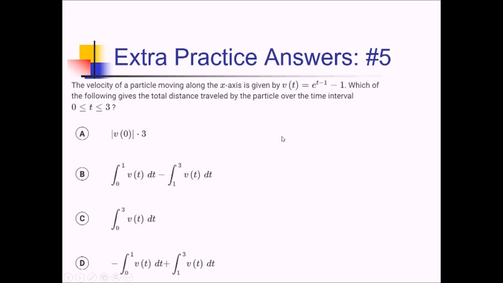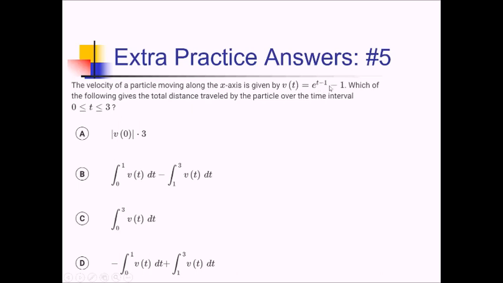So the big question here is, do we have a direction change sometime between times 0 and 3? Because if we don't, then we just need one integral like in choice C. If there is a direction change, then we need two integrals, and one of them is probably going to be negative velocity, so we're going to have to make one of these integrals negative to offset the fact that it's already negative. So let's take a look at velocity and see if that changes sign anywhere.